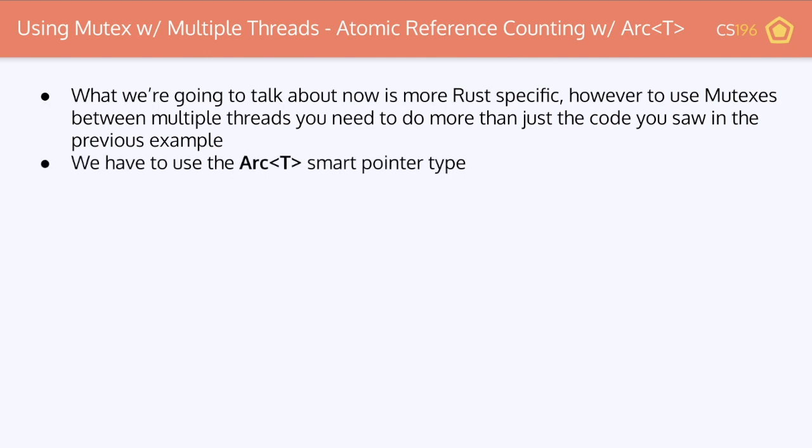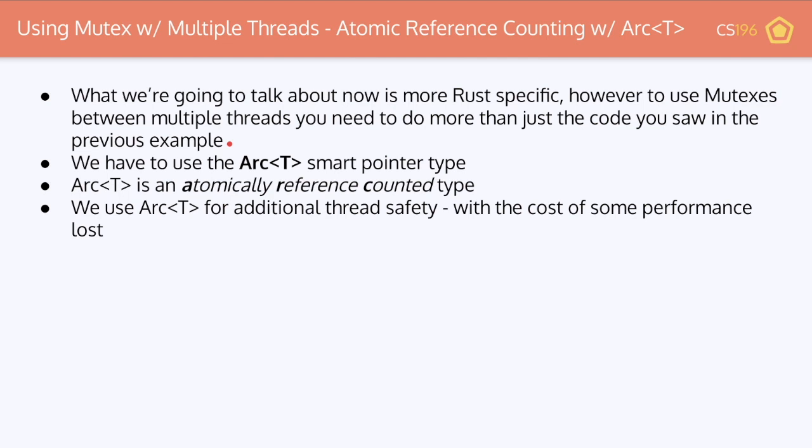I'm not going to go too much into the nitty-gritty about it. All you need to know is that it's an atomically reference counted type. What this means is it has a single value and it counts, like a counter variable. We use Arc<T> for additional thread safety, so this makes our programs thread safe. However, they aren't as fast, so we lose some performance when we use the Arc type. But we have to use the Arc type because otherwise our multi-threaded code won't compile when we are creating multiple threads in Rust.